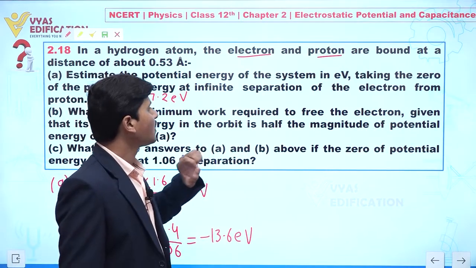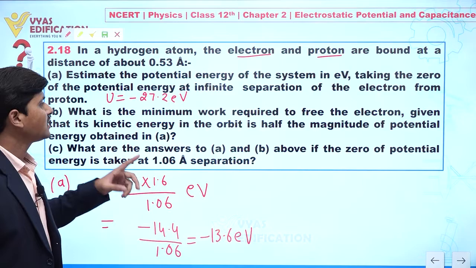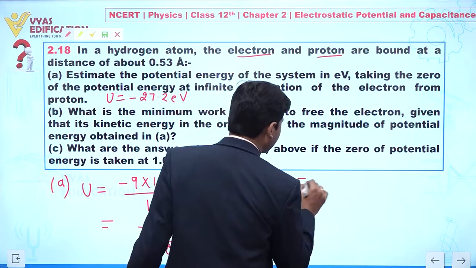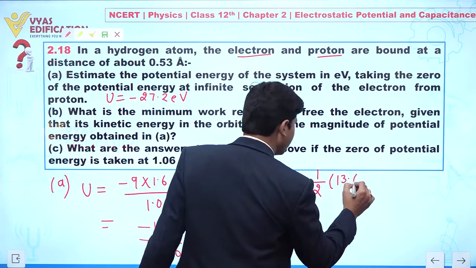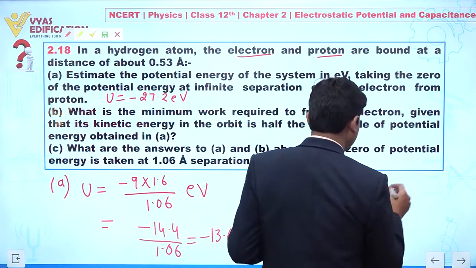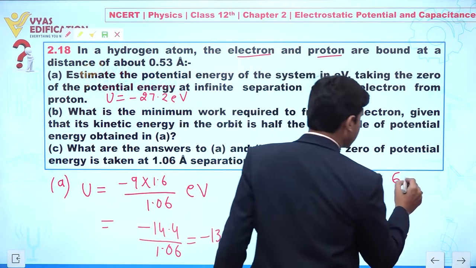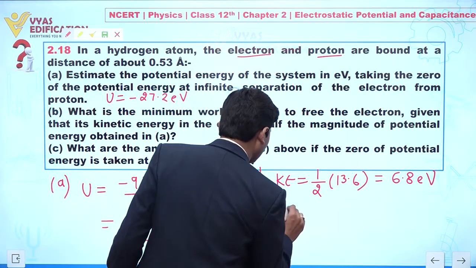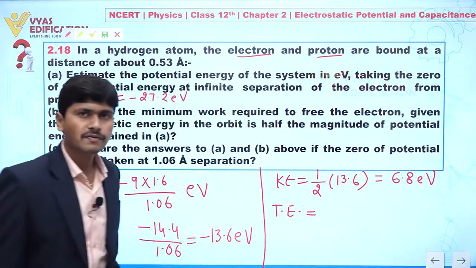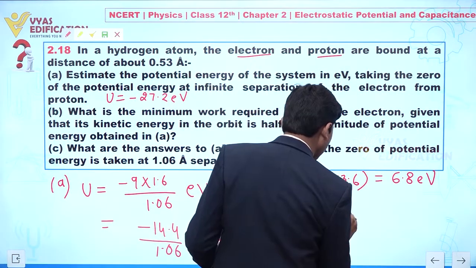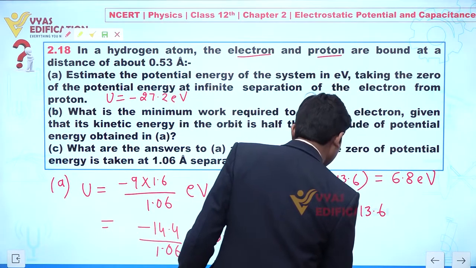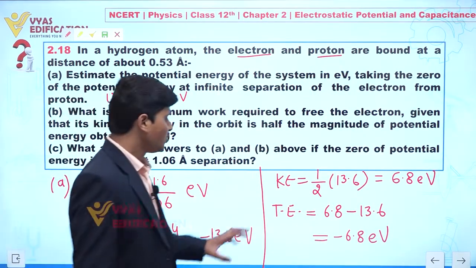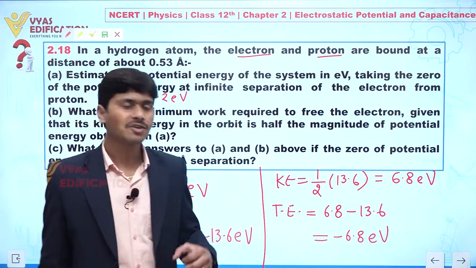Now if I ask you, what is the minimum amount of work required if kinetic energy is half of the magnitude of potential energy? If we talk about kinetic energy, this is 1 by 2 times 13.6. If we calculate, this is 6.8 electron volt. Now if we calculate total energy, kinetic energy is 6.8 minus 13.6, and this is equal to minus 6.8 electron volt. So now we will provide 6.8 electron volt of energy.